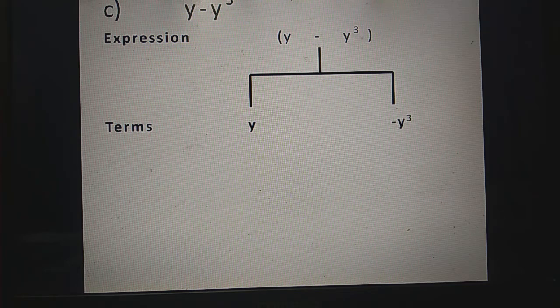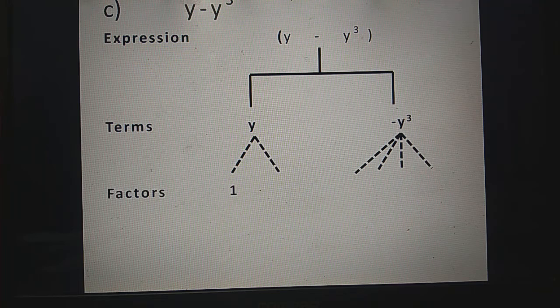Now for y, how will you obtain y? 1 into y. And for minus y cube, how will you obtain minus y cube? So for minus you will use minus 1 and for y cube there will be 3 y's. So overall 4 factors. So for the first one there are 2 factors and for the second one there are 4 factors. So you can mention factors as 1, y, minus 1, y, y, y.